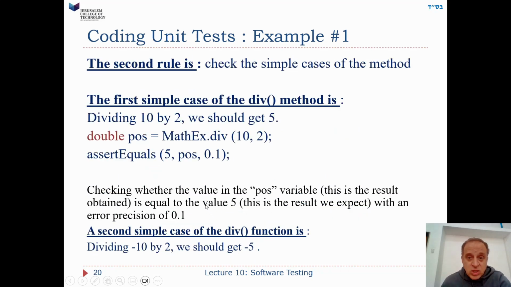The second rule is check the simple case. So we can't just check the edge case, we've got to check a regular case. So take 10 and divide it by 2, and the answer should be pos. Pos should be what? 5. So we check assert equals 5 and pos, and again with a precision of 0.1. If this does not fail, and asserting means that it will fail if it doesn't succeed, then we know it worked.